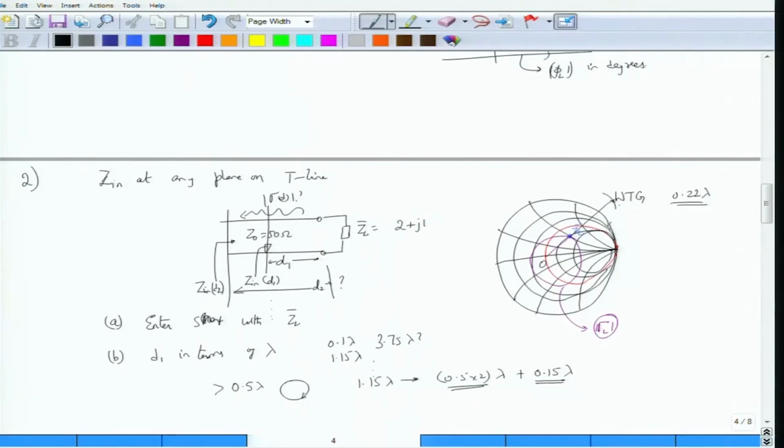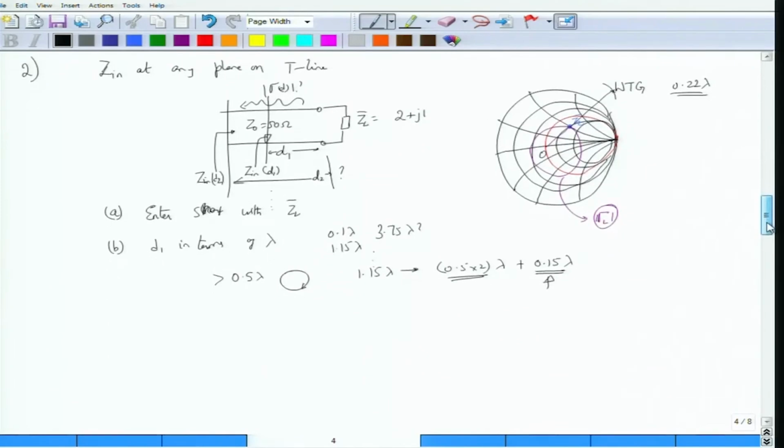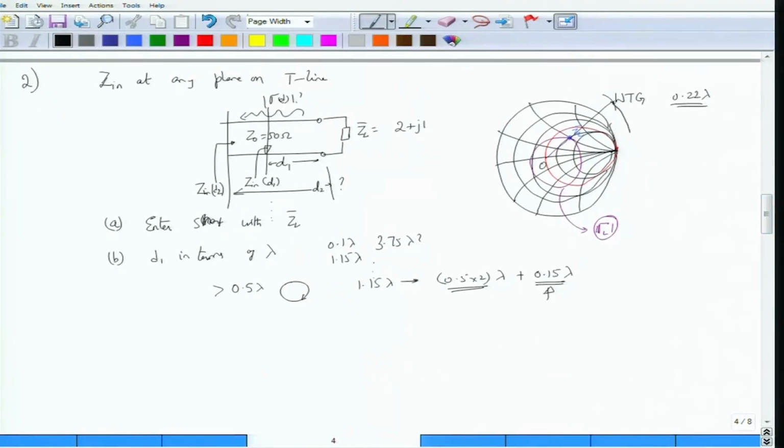So you extend, and find out what is 0.22 lambda. Now on this WTG scale, how much distance do you have to move? You have to move 0.15 lambda. So on this scale you move 0.15 lambda. Let us say on the scale you drop at this point. So this distance is 0.15 lambda. At what point have you ended? You ended at 0.22 plus 0.15, which is 0.37 lambda. So let us say this is my 0.37 lambda reading on the WTG scale.